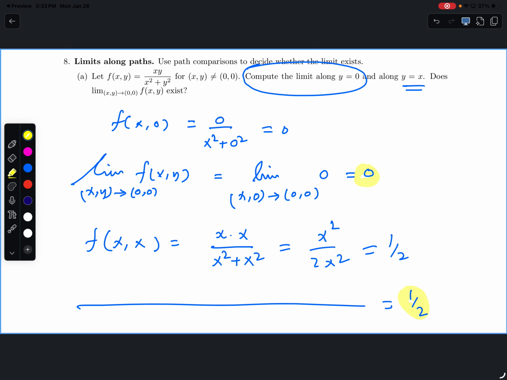So we can conclude that the limit does not exist. Because if the limit exists, it means along every line the limit must be the same. But I chose 2 specific lines and the limit is not the same. So the limit does not exist.